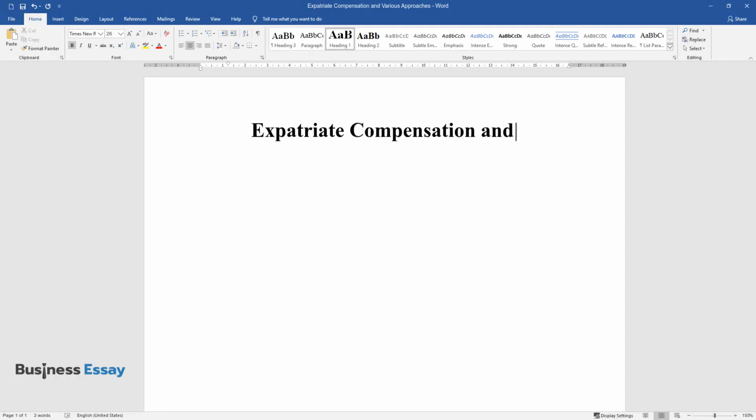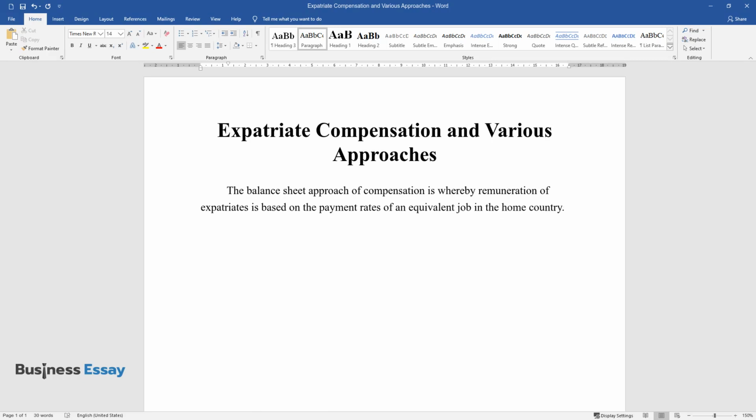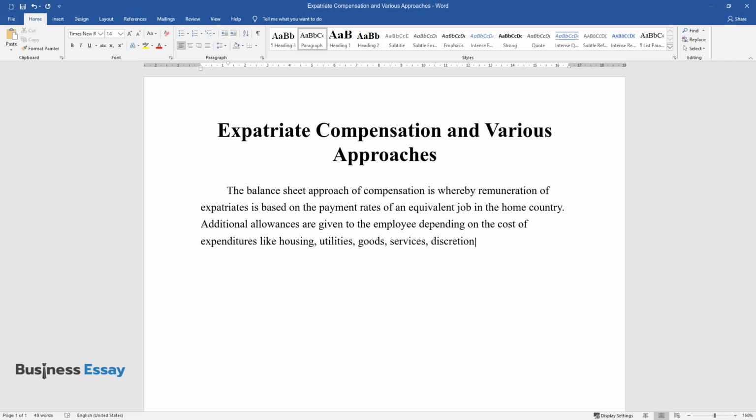Expatriate compensation and various approaches. The balance sheet approach of compensation is whereby remuneration of expatriates is based on the payment rates of an equivalent job in the home country. Additional allowances are given to the employee depending on the cost of expenditures like housing, utilities, goods, services, discretionary income, and taxes in the host country.